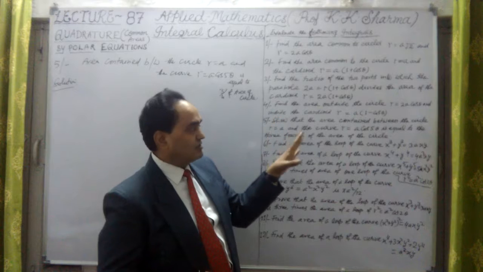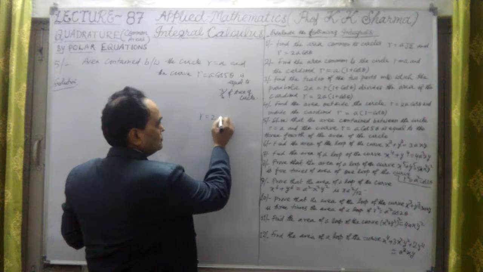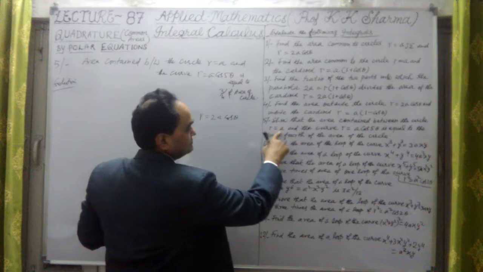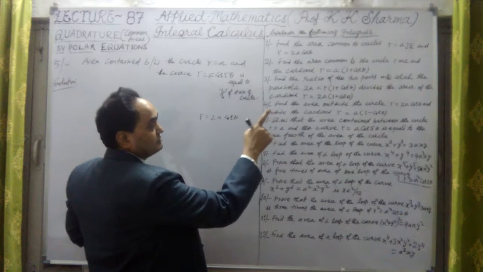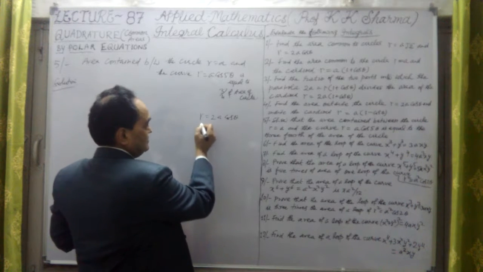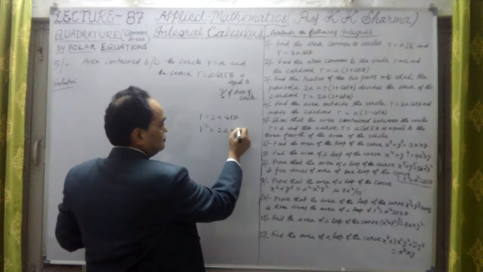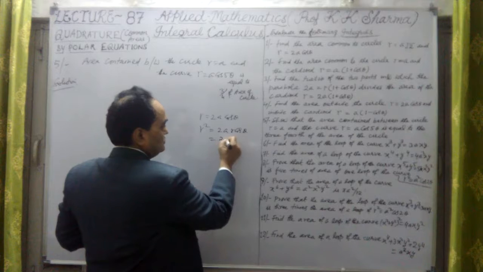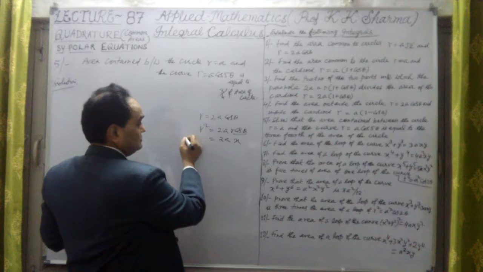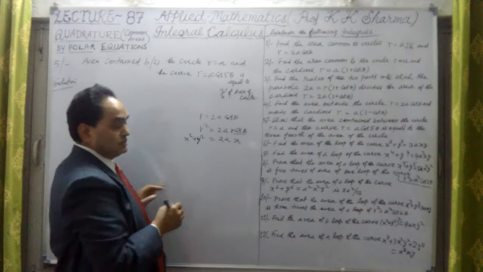pi a square. But if I define r equal to 2a cos theta, let me clarify this also. This is also a circle with radius a, but the center is a, 0 here, whereas there the center is 0, 0. Now let me define this. If I multiply r on both sides, it will be 2a into r cos theta. But r cos theta is x in Cartesian coordinates, and r square is x square plus y square.